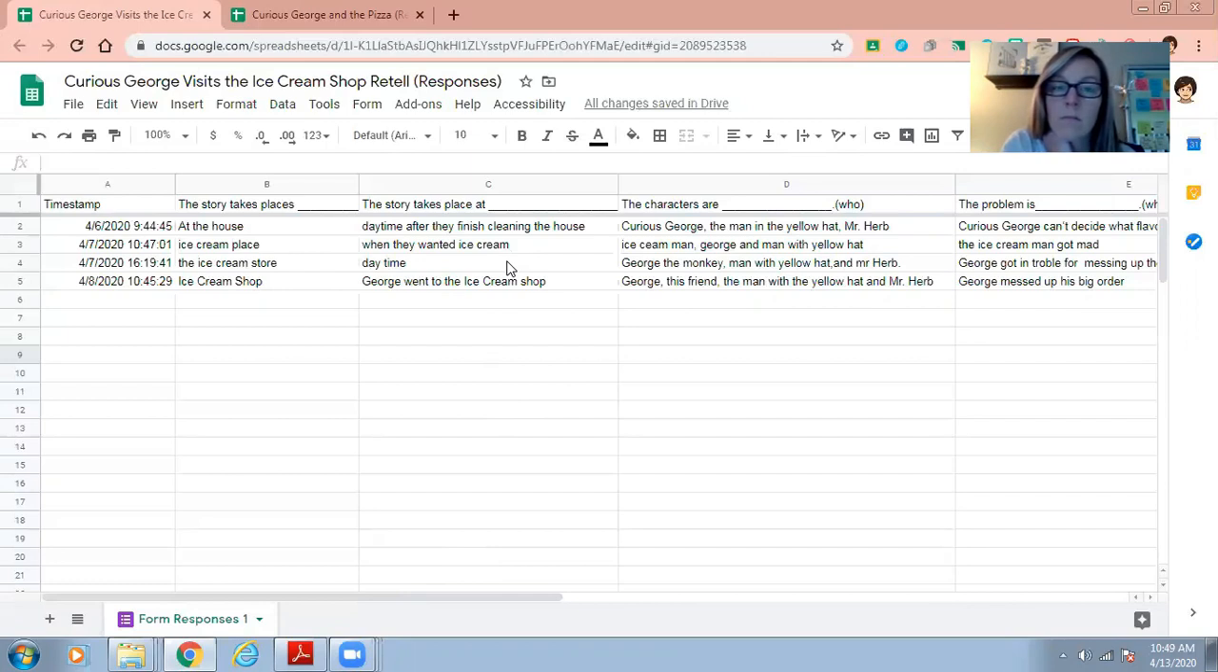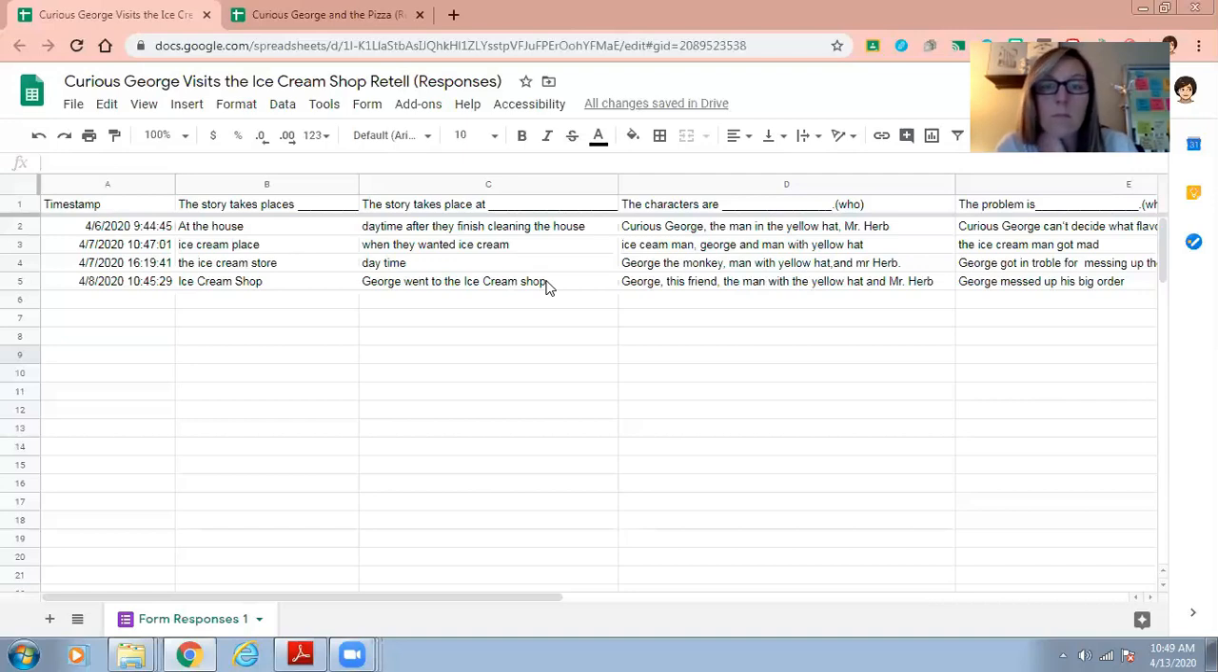And then the other thing that I noticed is 1 or 2 of our friends didn't necessarily take note of what time of the day it is. And that was one thing that we had been working on before we went on to the extended closure: when we're talking about the setting, we talk about where the story took place and when. So did it happen during the day or during the nighttime? Okay.